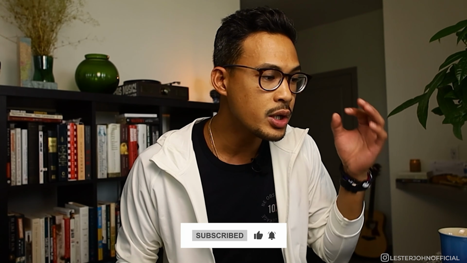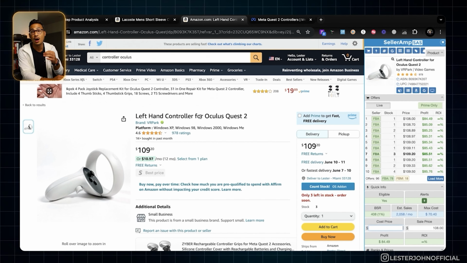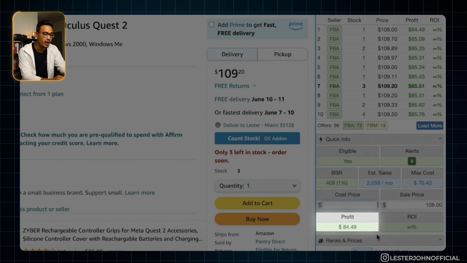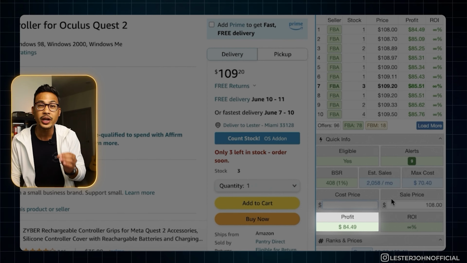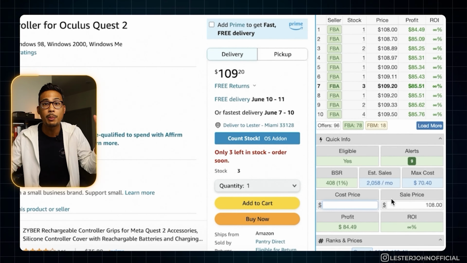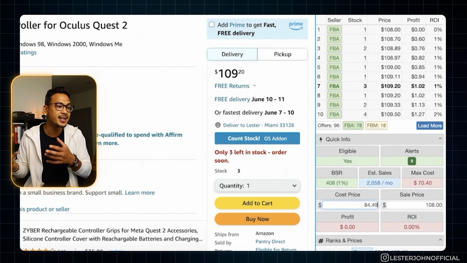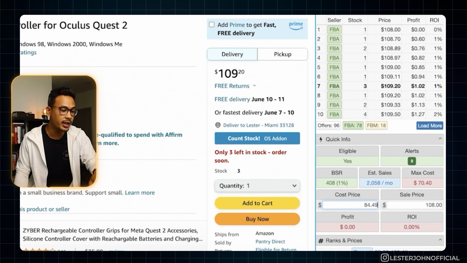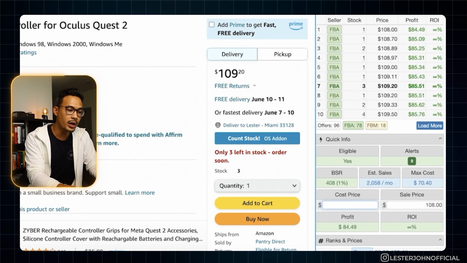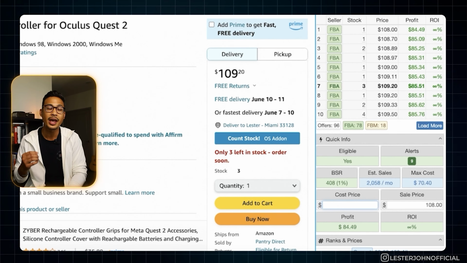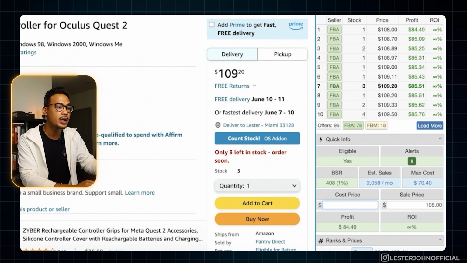So to get started with the product analysis, the first thing I look for when I look at a potential product is what is the break-even price, because that's going to give me an overview of where we need to be at the buy cost in order to be profitable. Looking at the left-hand controller for the Oculus Quest 2, if you hover over profit with SellerAmp, I need to be at $84.49 in order to be profitable. So if we buy this product for $84.49, that is the break even, right? That is one of the worst case scenarios that I am analyzing in my head to get started. So I know for a fact that if I get it below that buy cost, it's going to be profitable.